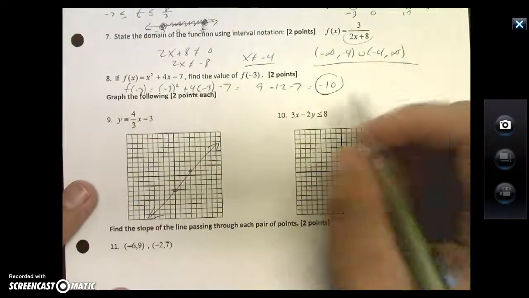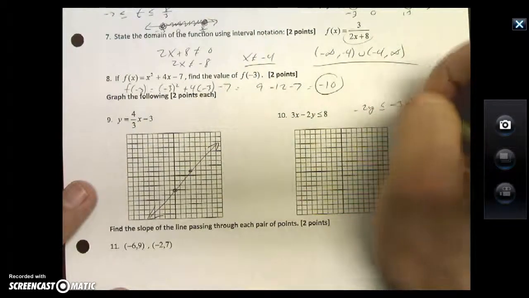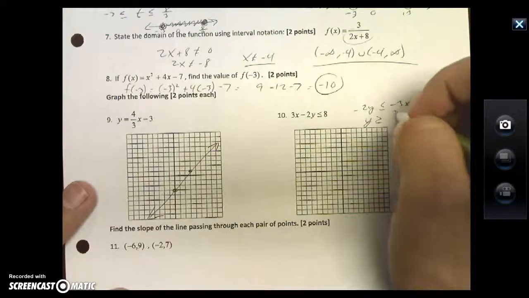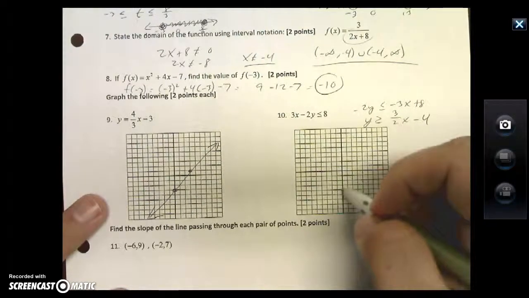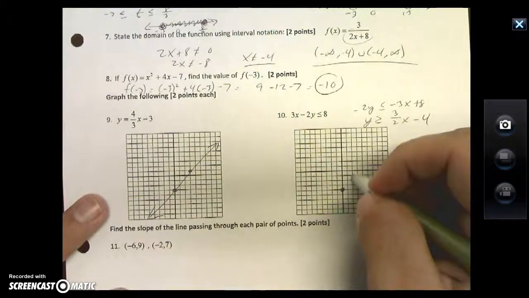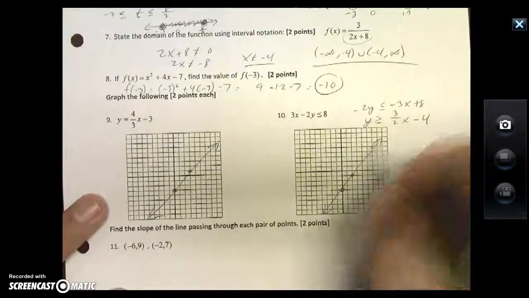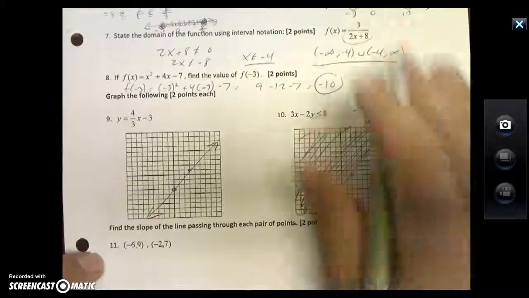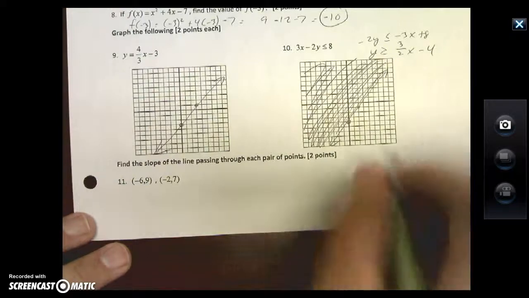Number 10, get y by itself. Divide by negative 2. Flip your inequality sign. Much the same. Up 3 over 2. Greater than or equal to is a solid line. Everything above it. We're good.